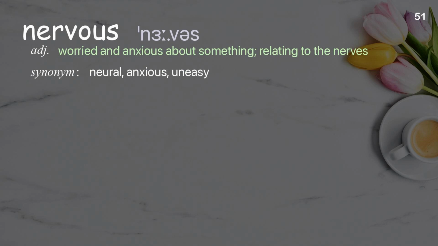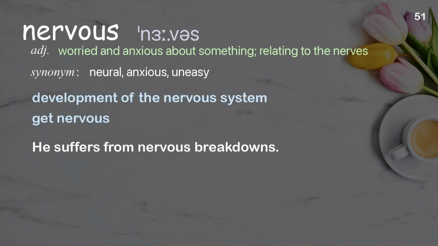Nervous. Worried and anxious about something, relating to the nerves. Examples: Development of the nervous system, get nervous. He suffers from nervous breakdowns.